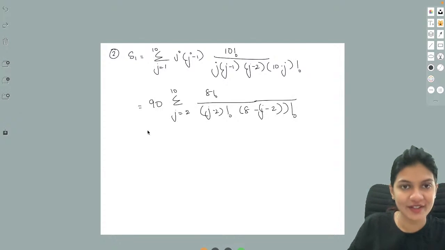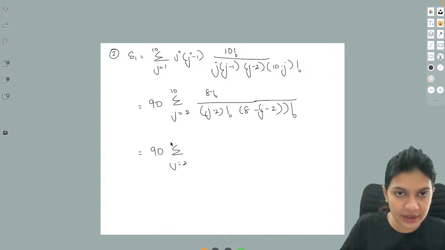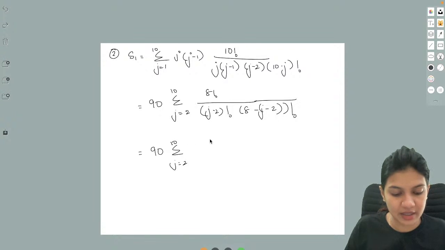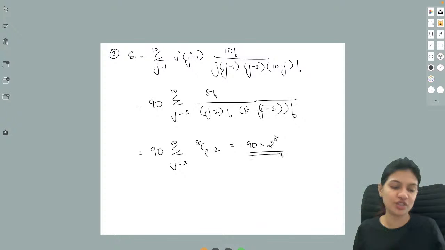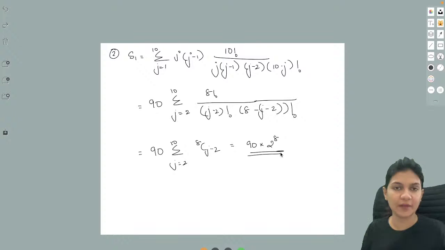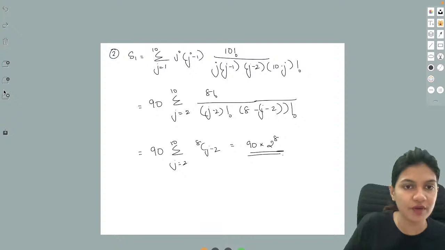which can also be written as 90 sigma j equals 2 to 10, 8 C j minus 2, which is 90 into 2 to the power 8. So this is S1, which is a true one. Whatever they have written for S1 is true. Now, moving on to S2.